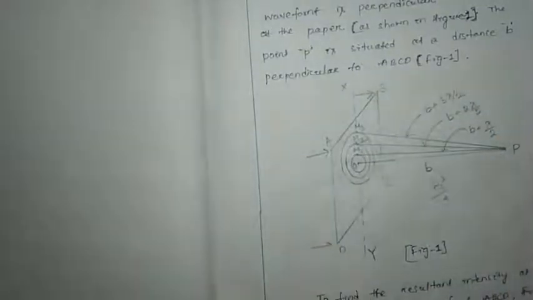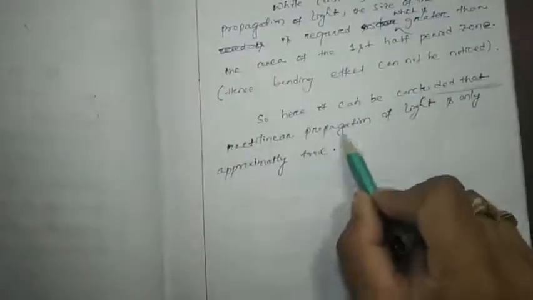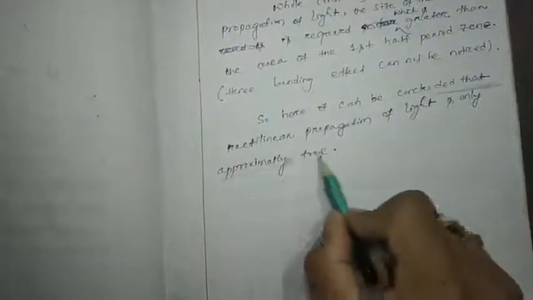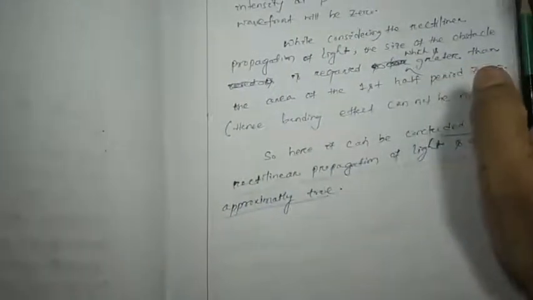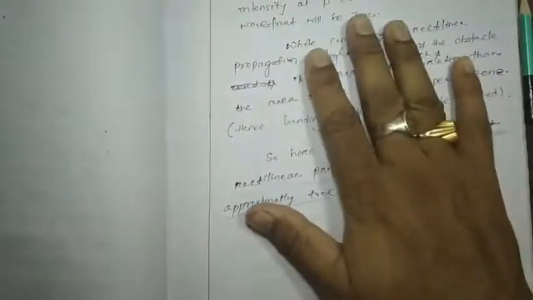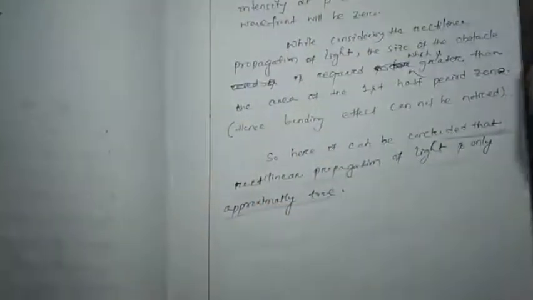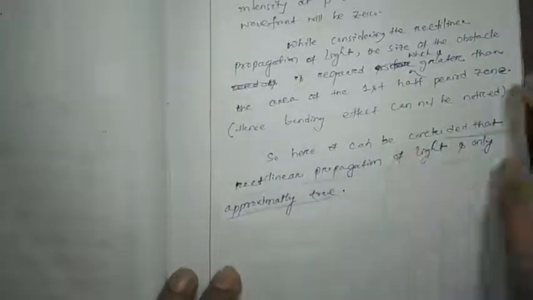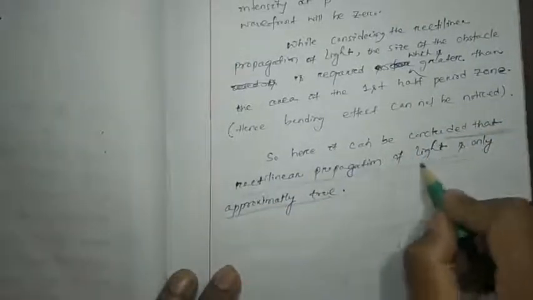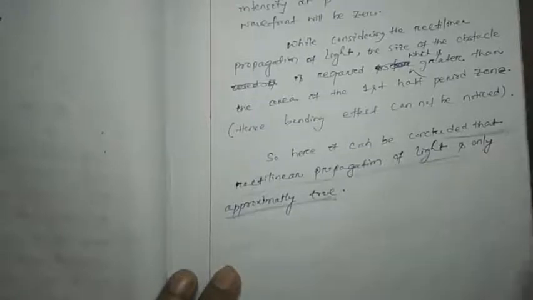So here it is assumed that rectilinear propagation of light is only an approximation. Though we consider the rectilinear propagation of light, it is not 100% correct as per Fresnel, meaning the light can be bent at the edge of the slit. So this is the conclusion that rectilinear propagation of light is approximately true. So go through this with your notes and complete it.